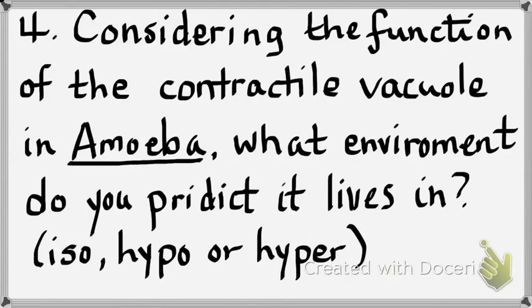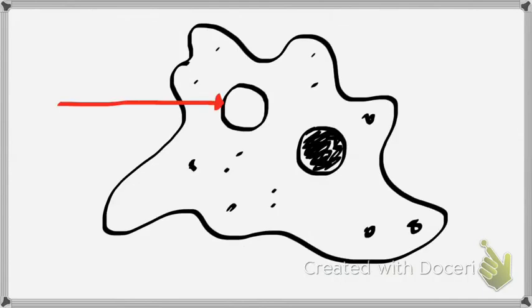So I just rewrote the question. Now, I drew an amoeba here. I did a good job too. I did. Now, what I have, the arrow, is called a contractile vacuole. And a contractile vacuole is a water-filled vacuole. Now, let me explain what happens.